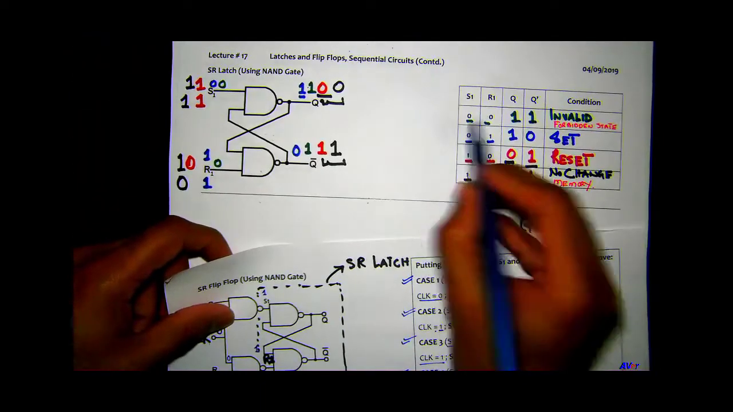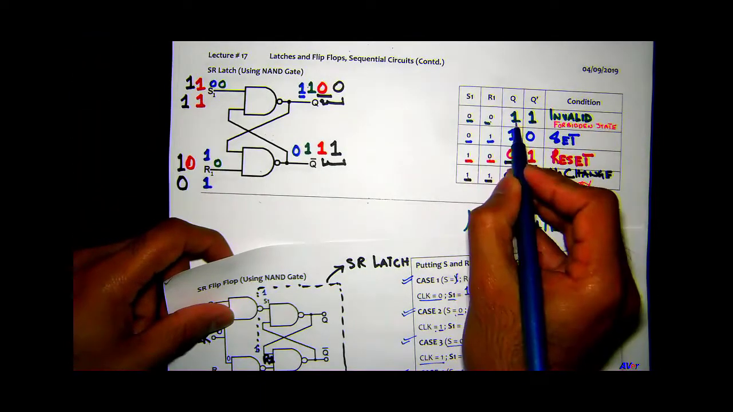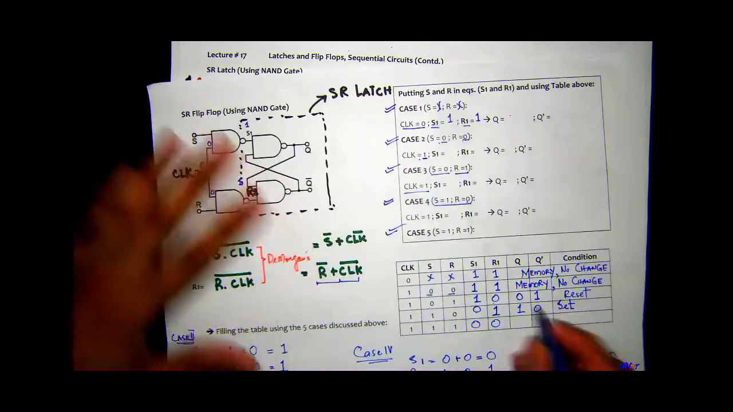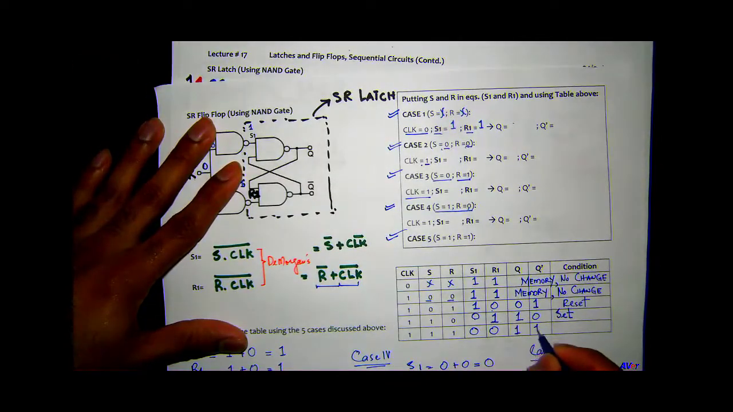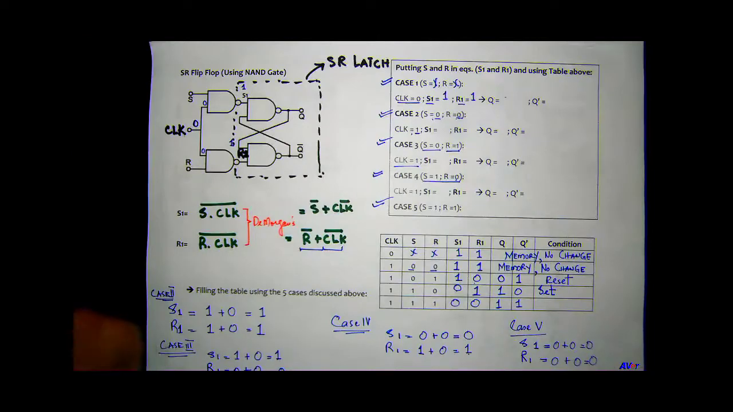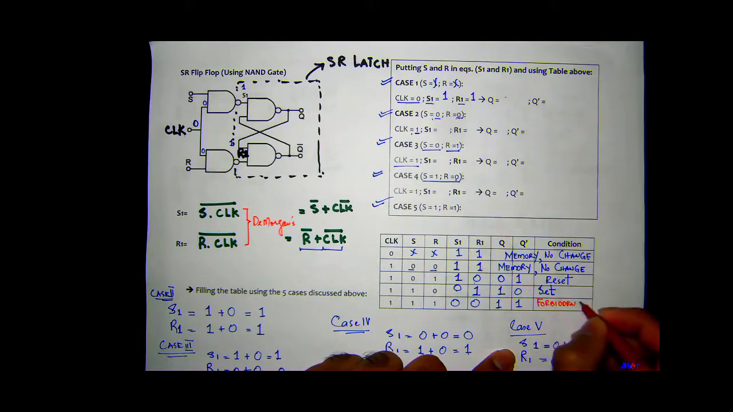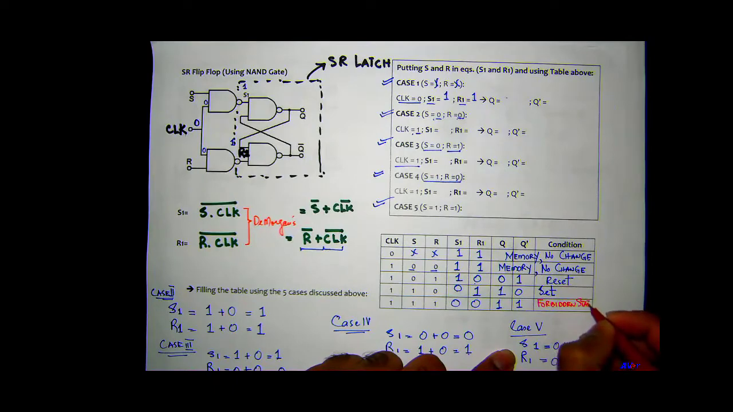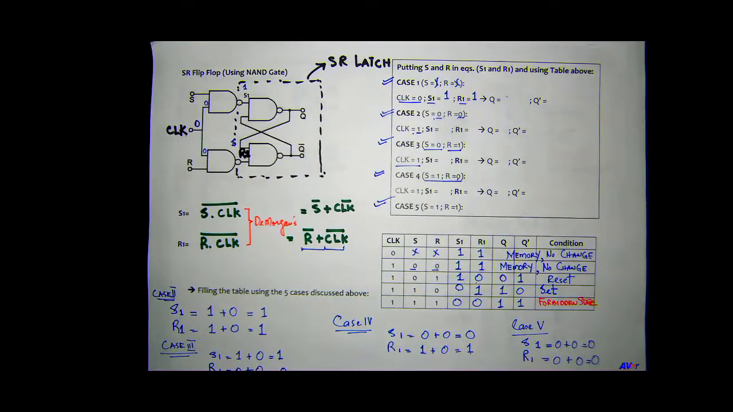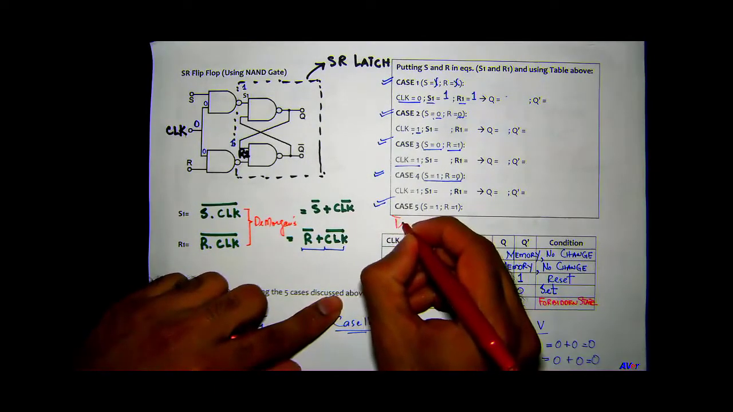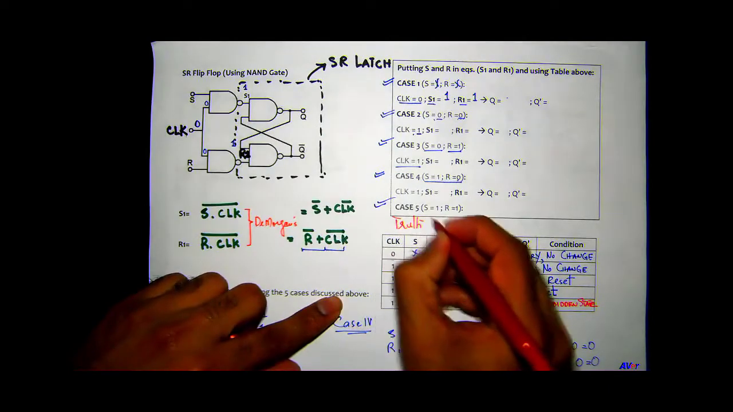Let's look at the truth table from the previous example. When S1 is 0, R1 is 0, Q and Q bar were 1, 1, and we know that this is the forbidden state. This cannot happen. Q and Q bar have to be complement of each other. So this is the forbidden state. Okay, so this is actually the truth table for the SR flip-flop.